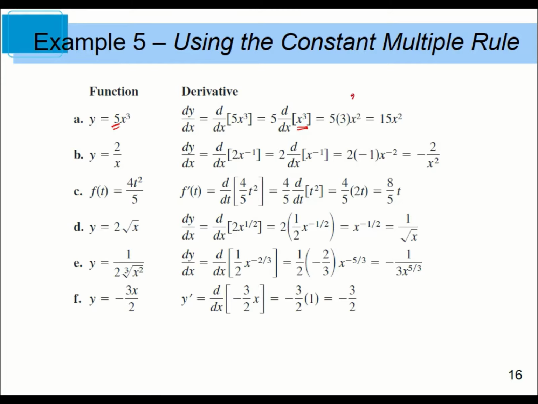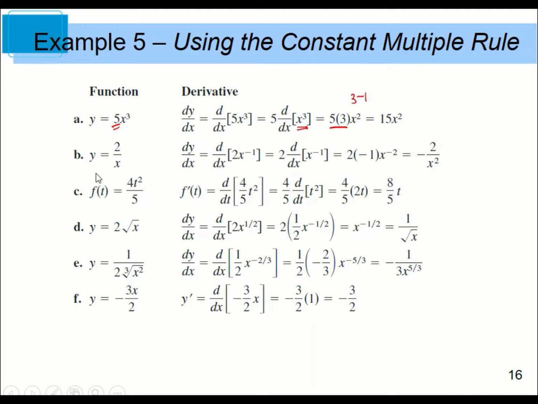And then we have 3 minus 1, which gives us 2. So it is x to the power of 2. And finally we have 5 times 3, which is 15. So 15x squared. Right, so this is called the constant multiple rule.